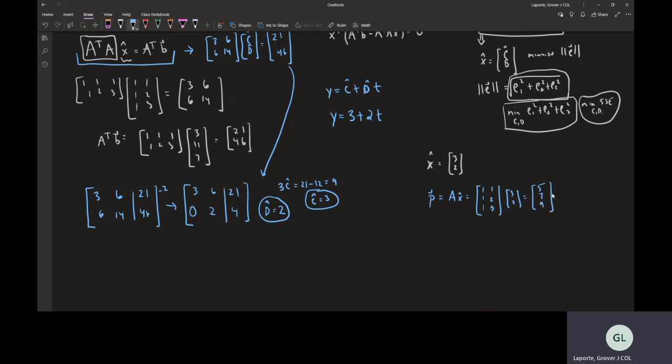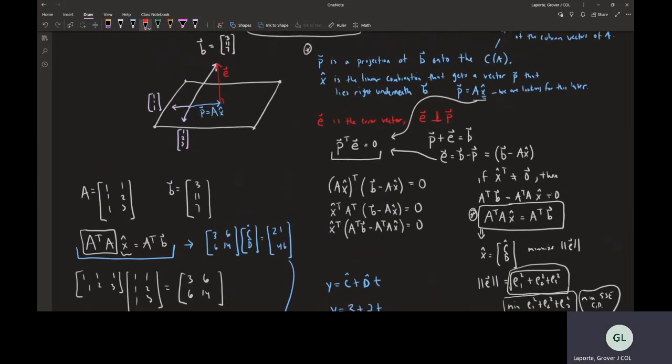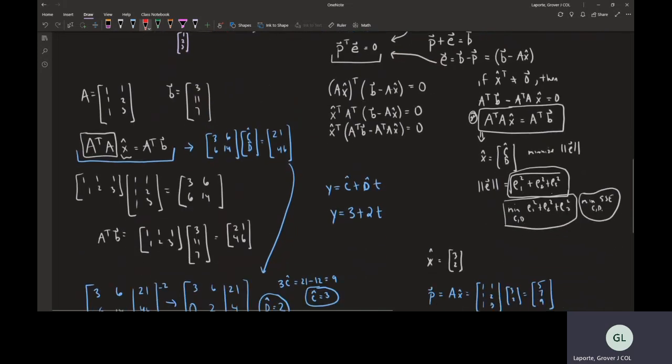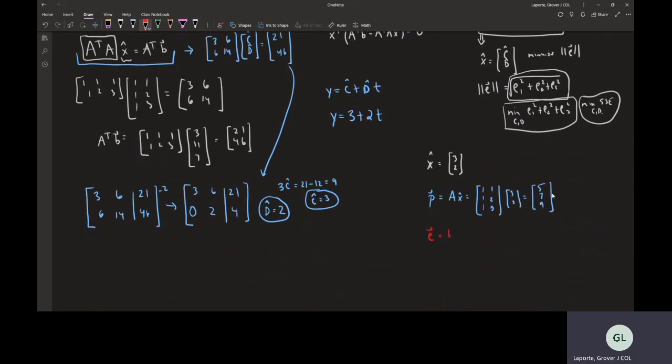Okay, and then error, I put it in red, and then our error vector was equal to, so go back up, it was B minus P. So our error vector is B minus P. In this case, my B vector was 3, 11, and 7. And we subtract our P vector, which we got from right here, would be 5, 7, and 9, which would equal -2, 4, -2. All right. So that's all I got for this one.